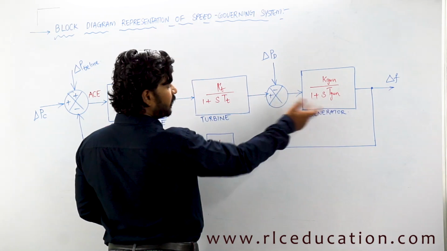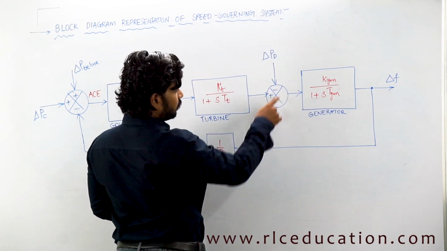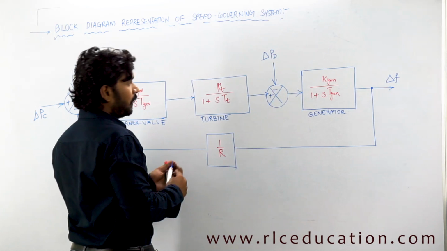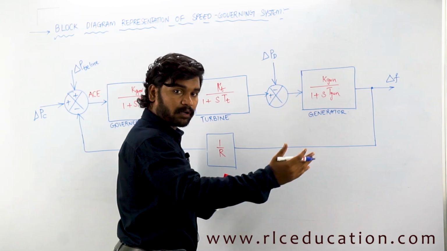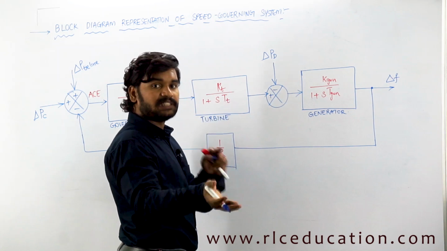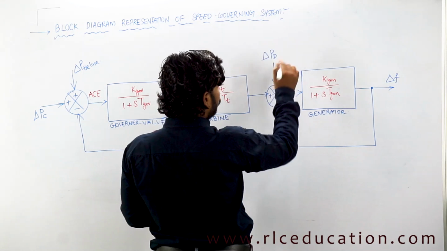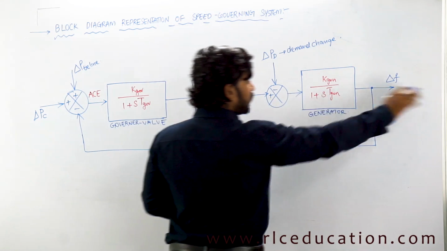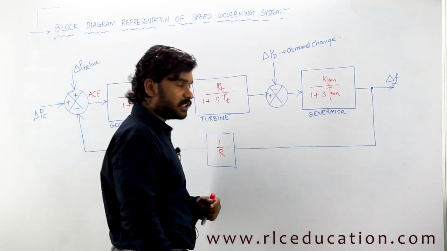Between turbine and generator there is a summer which takes another power as a feedback, minus PD. This PD is nothing but the change in load demand, because when you are supplying active power from the generator, the demand is varying. How much the demand varies is the signal coming in. This is called PD, the demand change, and the output of the generator is delta F, the change in frequency.